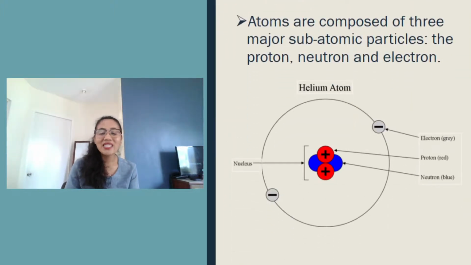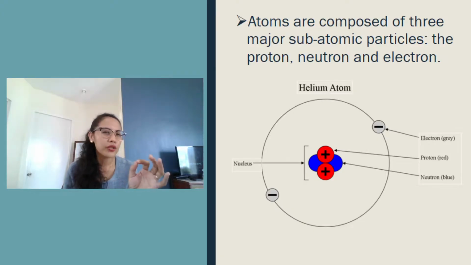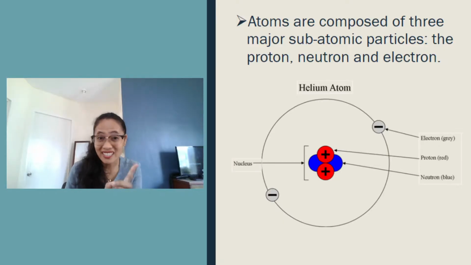So atoms, as I said earlier, are composed of three major subatomic particles. When we say three major subatomic particles, we could somehow say that an atom could have other subatomic particles, and the answer is yes. But these three major subatomic particles are the important ones, or they play a major role in the characteristics and the properties of each atom.